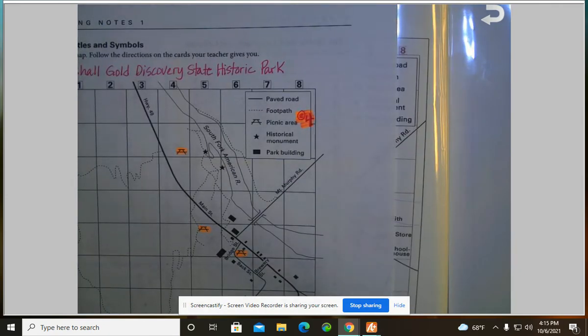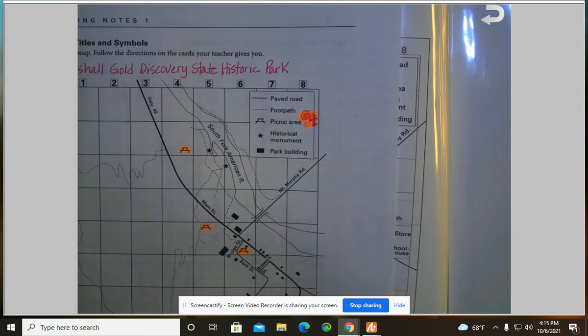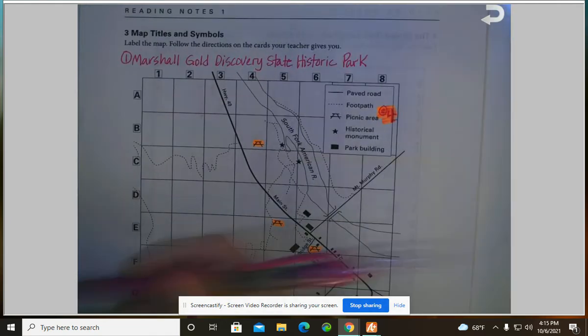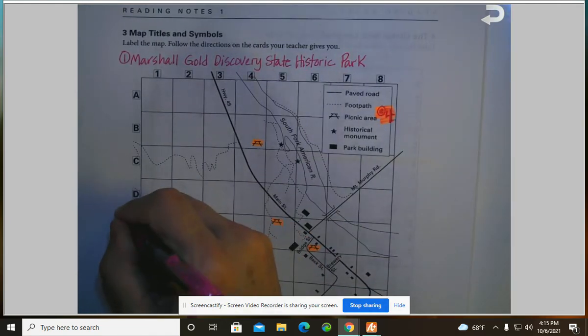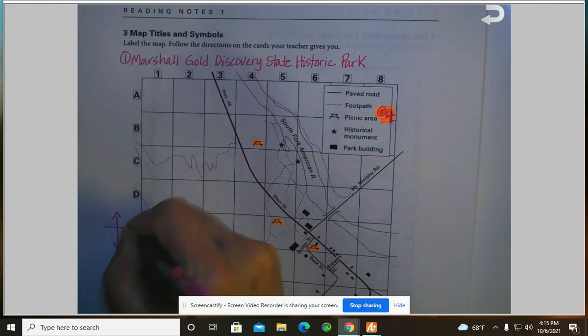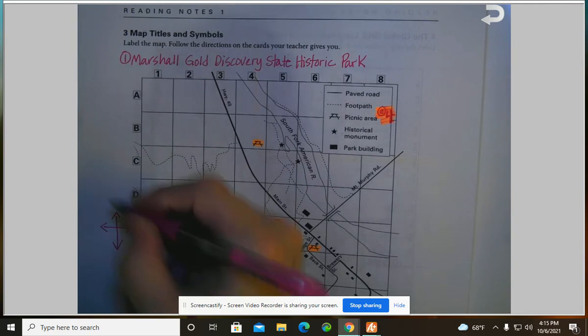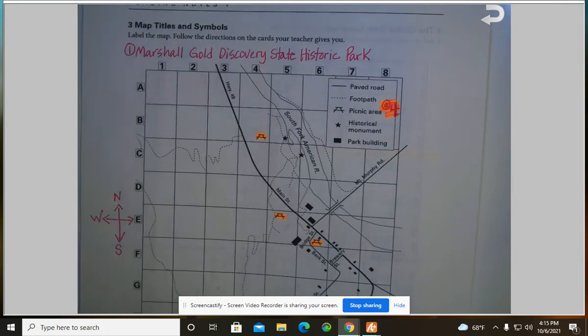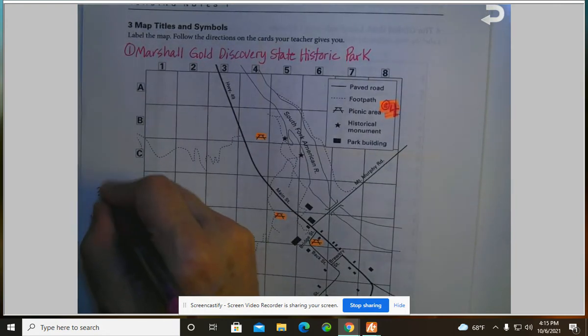3, draw a compass rose near the west edge of the map. So knowing what I know, the west is left. So I'm going to do this right here. And I'm actually going to use the E for my east because I'm creative like that. So this is number 3.